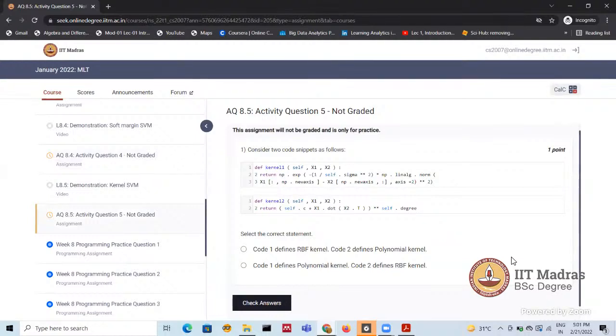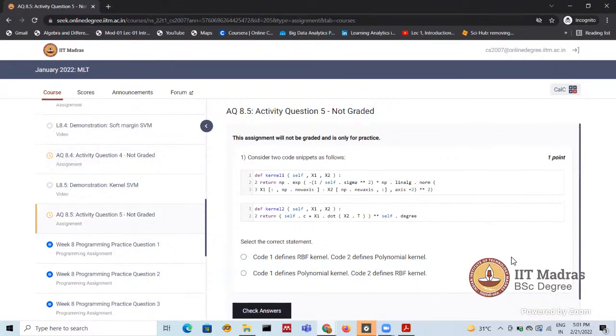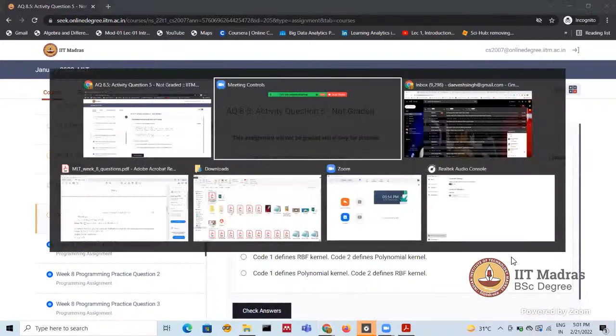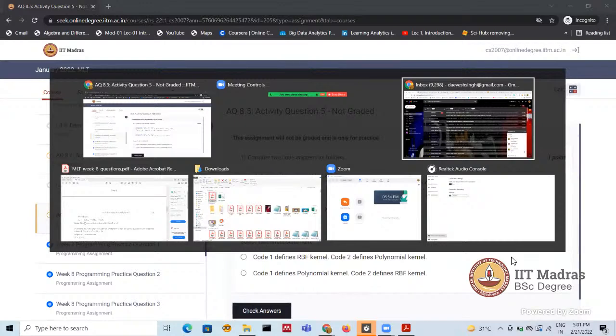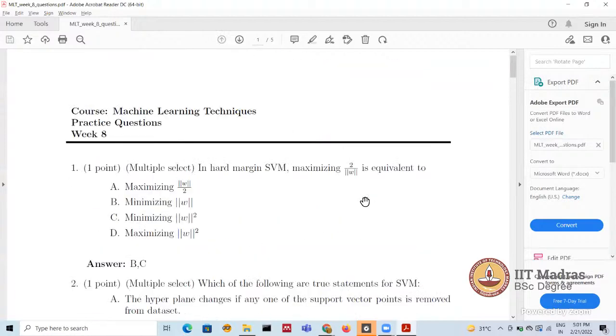Amrita, where do we have to go after this? Now we have completed these activity questions, so we can move on to the practice questions. Here we have examples, and after this we can go through the programming practice questions.